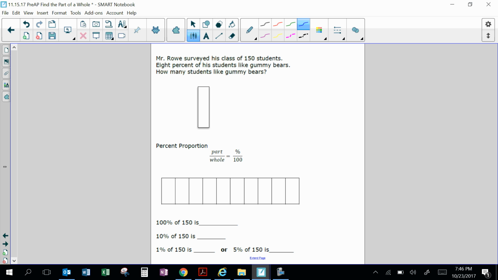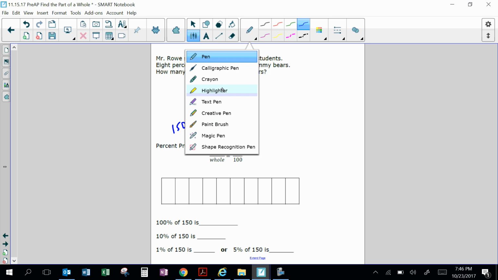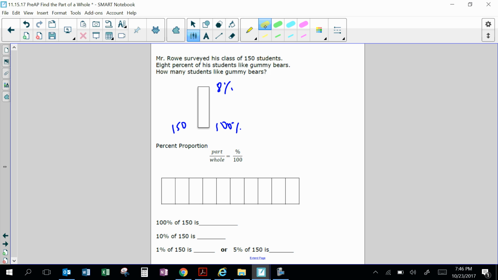Mr. Rouse surveyed his class of 150 students. That's everybody here. That's this whole bar, which is 100%. 8% like jelly beans. So that's like the small smidgen. How many students like jelly beans? So let's make a prediction before we even solve it. So it's less than half of the students, way less than half. 8%, I would say maybe around 15, 20, like a really, really small amount. So let's do the mathematics to find out what it should be.